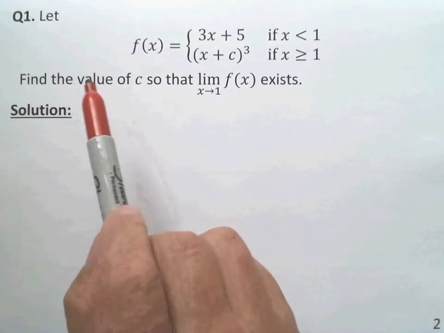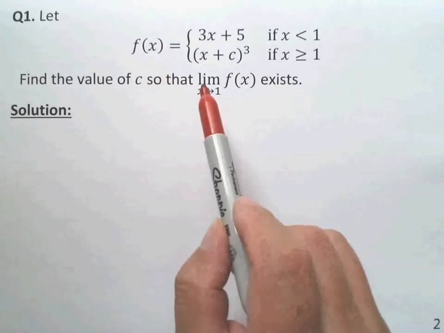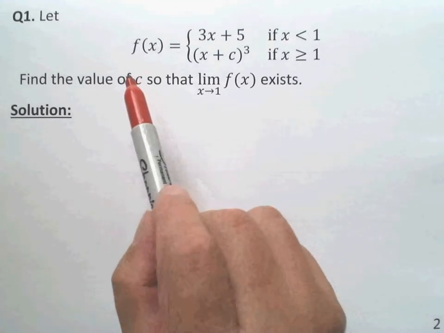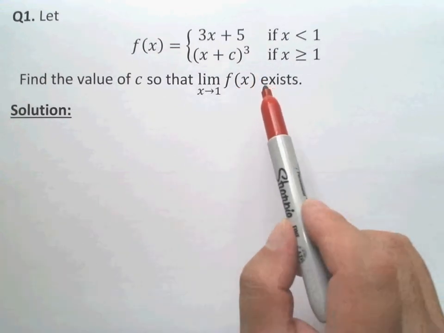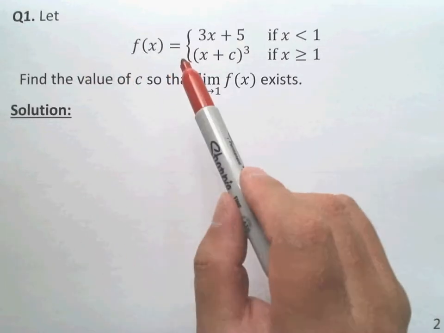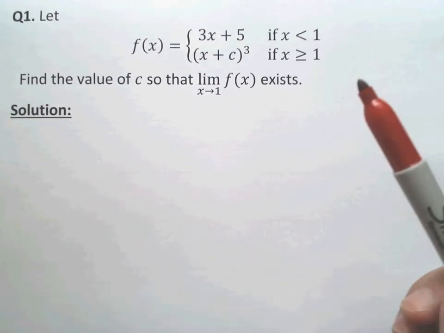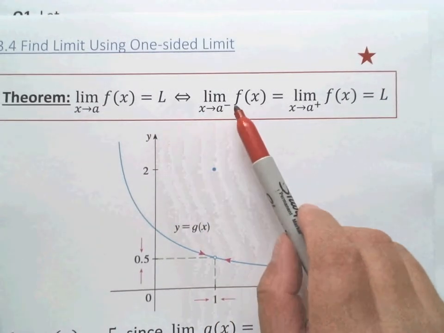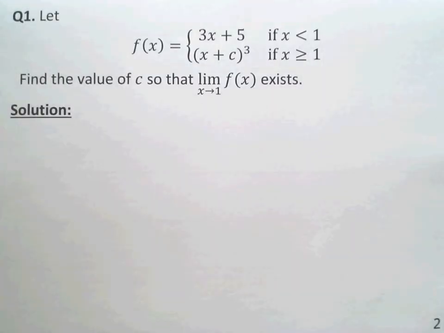Find the value of c. c is a parameter, so we need one equation. What equation do we need to set up to find the value of c? The question asks that the limit exists. Do you remember the theorem? We can set up an equation: the left-handed limit equals the right-handed limit. That's the equation we are going to use for this type of question. The limit exists when the left equals the right. That's all we need. So now I solve.